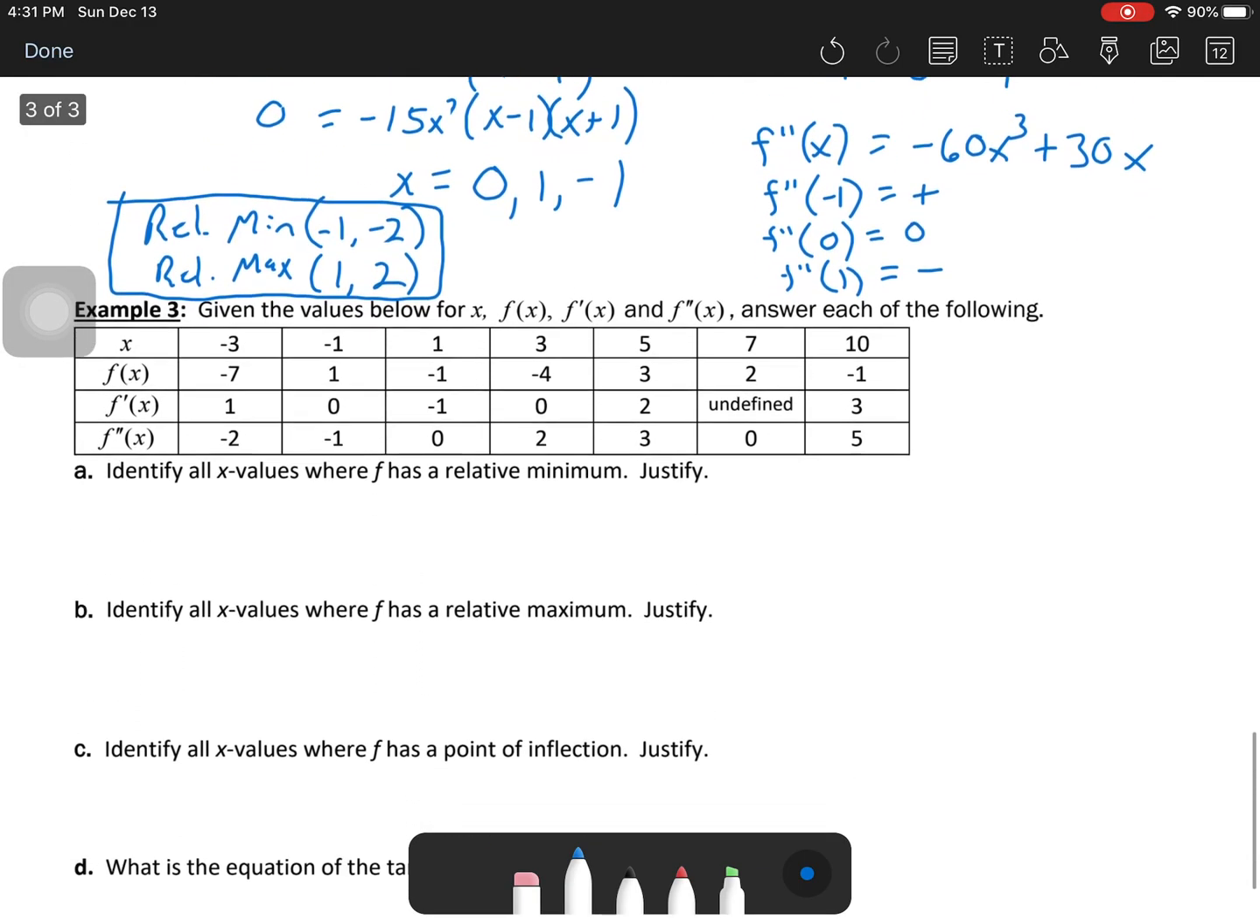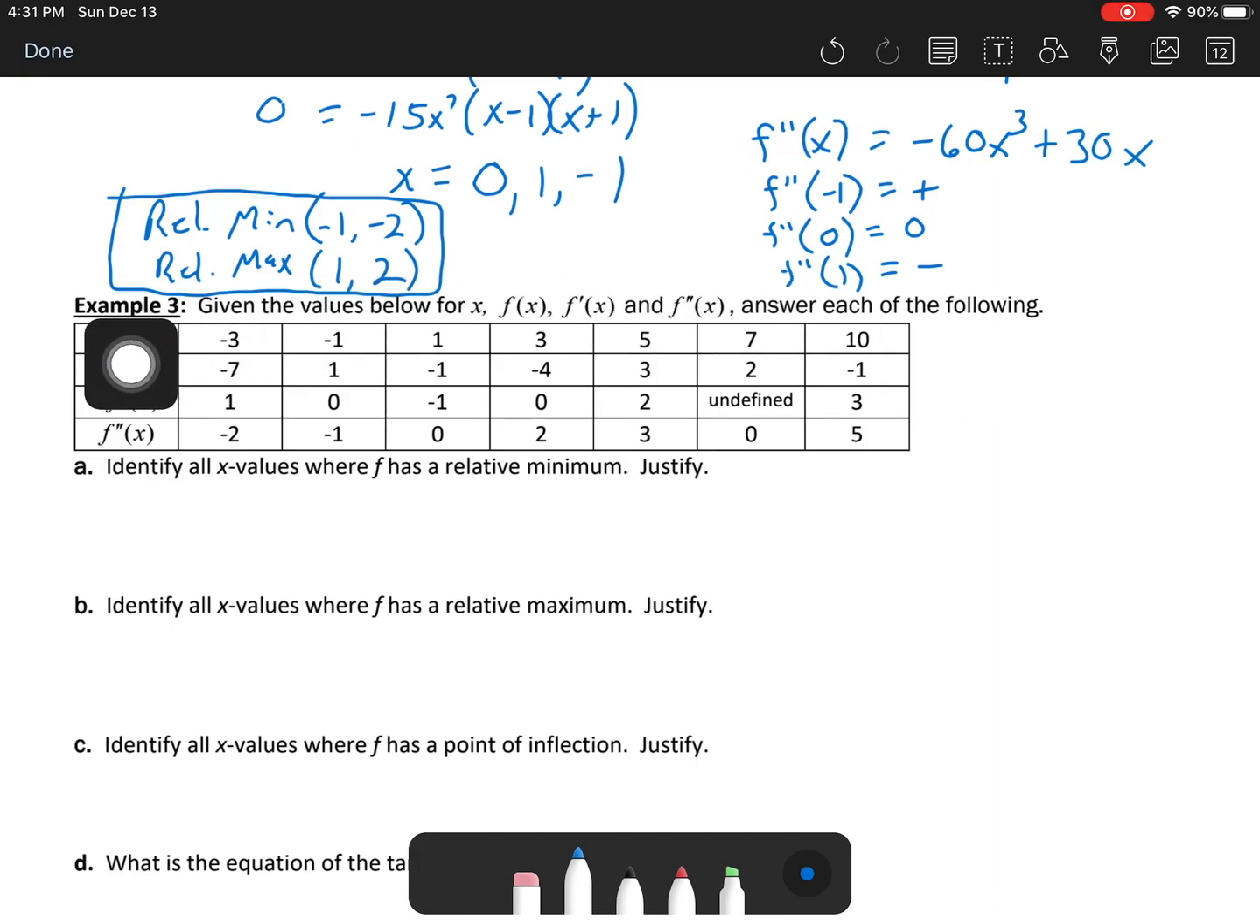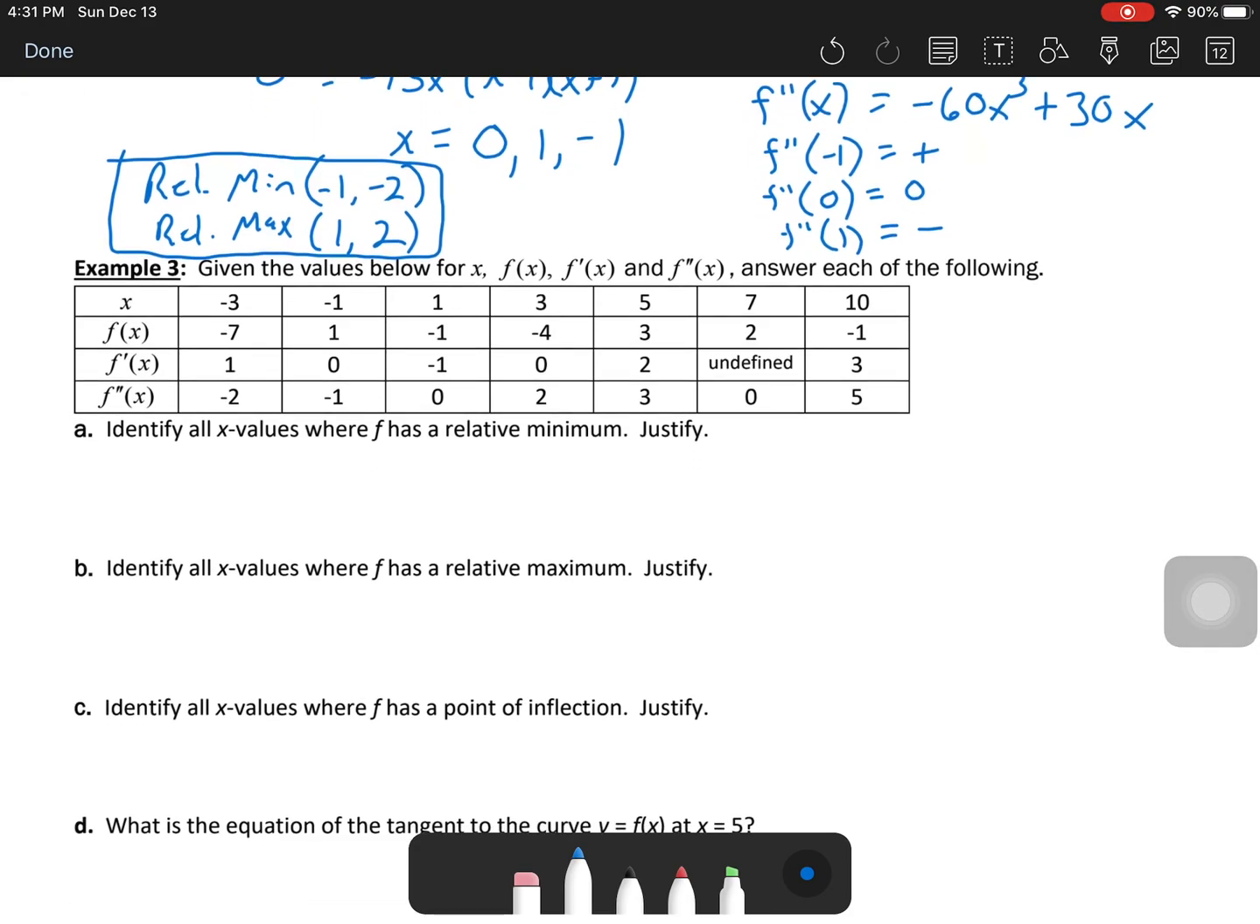Okay, and the next example, and these tables like this, the AP exam loves to have you examine numerically these different theorems, like first and second derivative tests. So here we don't actually have the function. We just have some input values, some output values, the first and second derivatives at those specific values. Okay, so part A says identify all x values where f has a relative minimum.